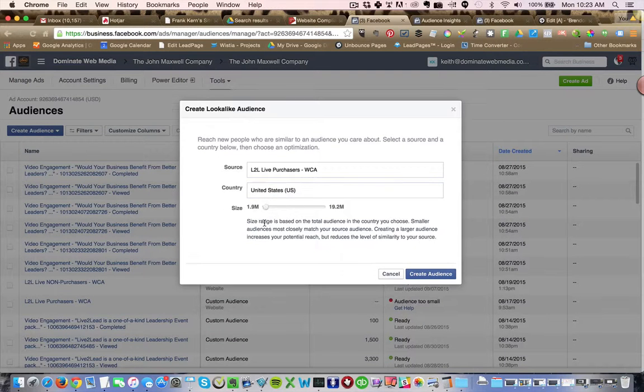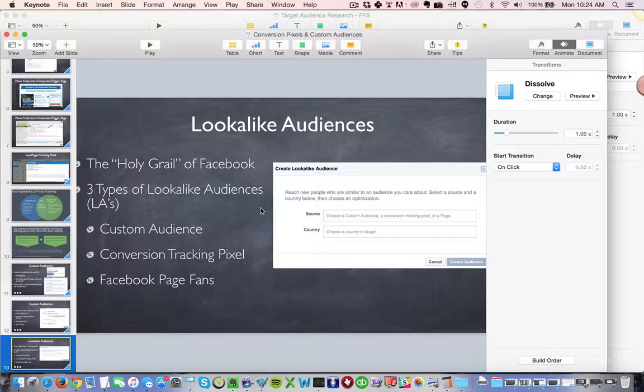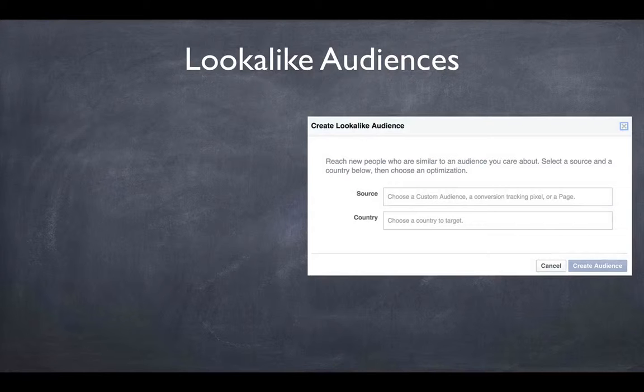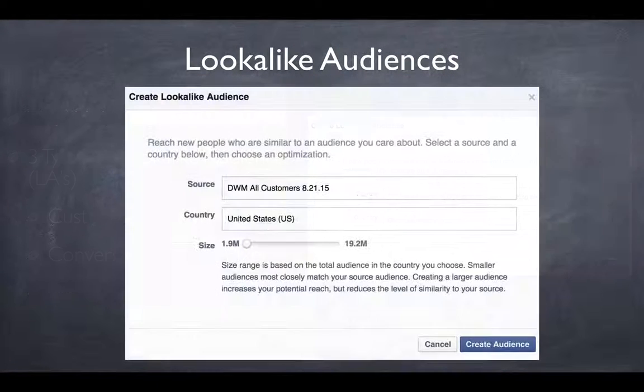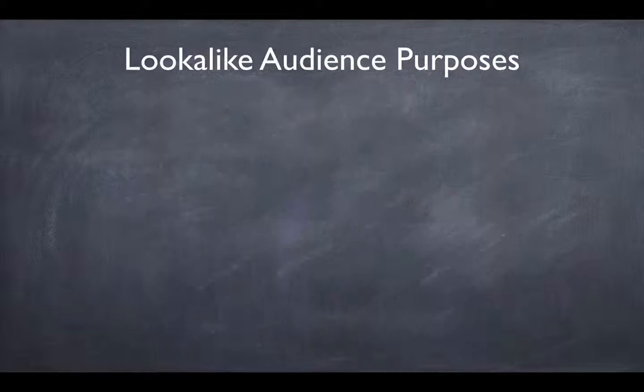Or I can go a little bit bigger. I can go to 3.8. They would call that a 2% lookalike. At the lowest end, if you're at 1.9 million, if you're in a different country, it's going to be a smaller number. But this is a 1%. This would be a 2%. This would be a 3%, and it goes all the way up to 10%. The higher you go, the broader it is, right? Obviously. So we always start with a lower number typically and work our way up. So that's how that works. And you can see the screenshot there.